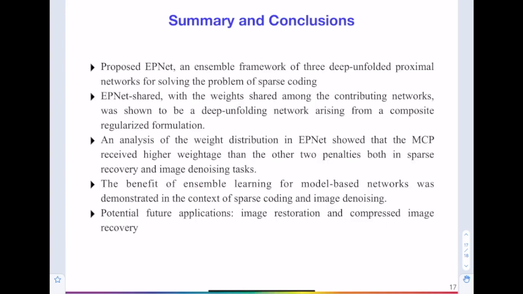Now we will conclude with the following points. We have proposed EPNet, an ensemble framework with 3 deep unfolded proximal networks, and with the help of the ensemble network, we are able to solve sparse coding effectively. And we have proposed 2 variants, EPNet shared and EPNet unshared. For EPNet shared, we have shown that it is a deep unfolded network arising from a composite regularized formulation. And also an analysis of the weight distribution in the ensemble proximal network showed that the MCP penalty received higher weightage than the other 2 penalties in sparse recovery and image denoising tasks. In the current paper, we have shown the benefit of ensemble learning for model-based networks in the context of sparse coding and image denoising. The potential future applications include image restoration and compressed image recovery.